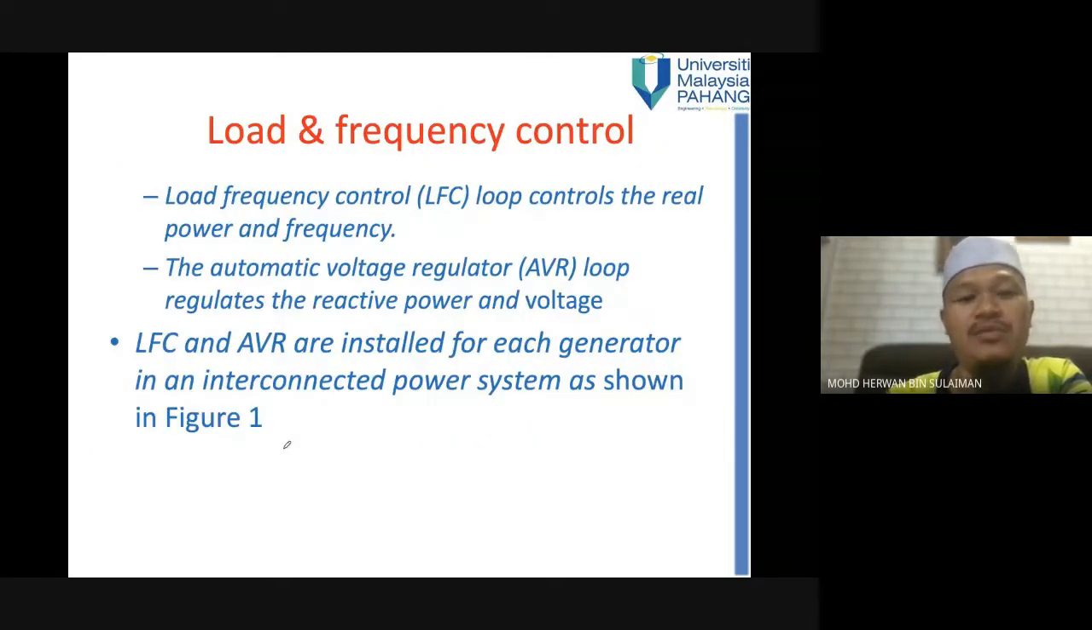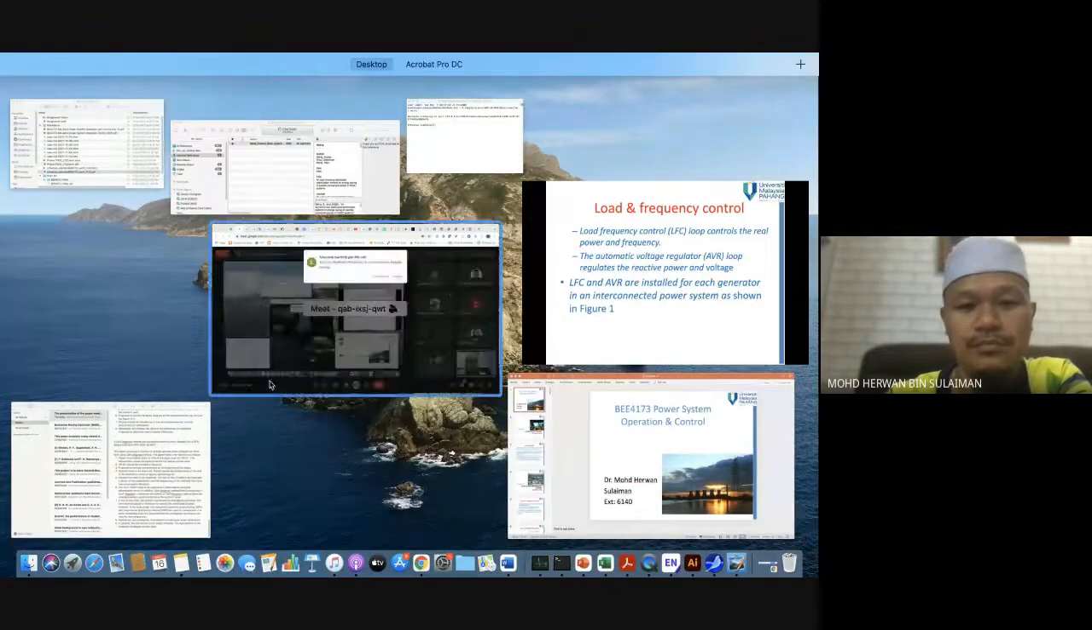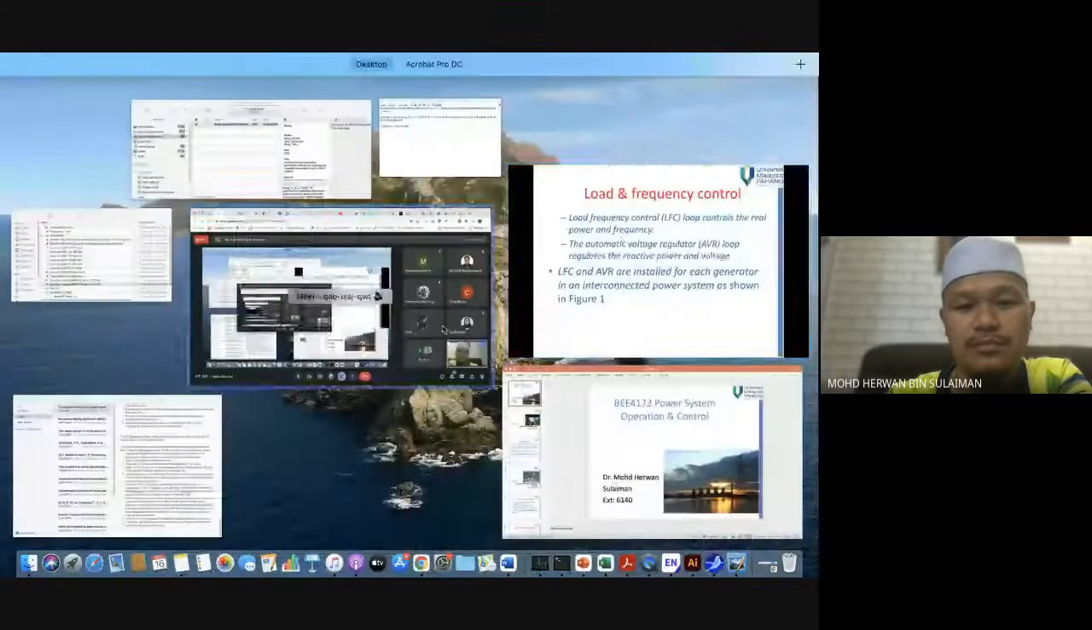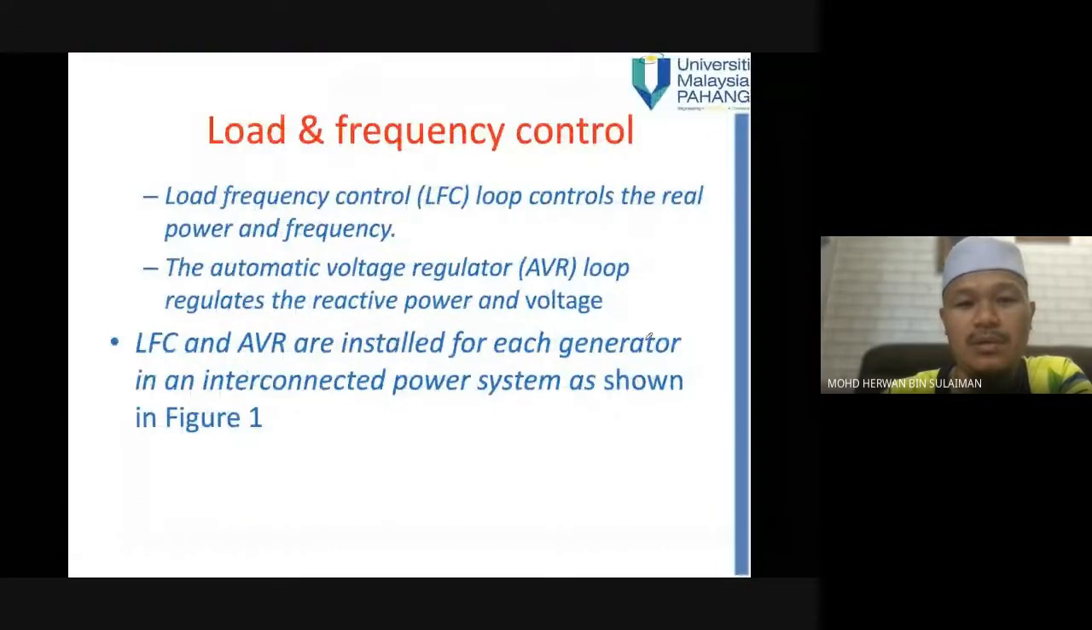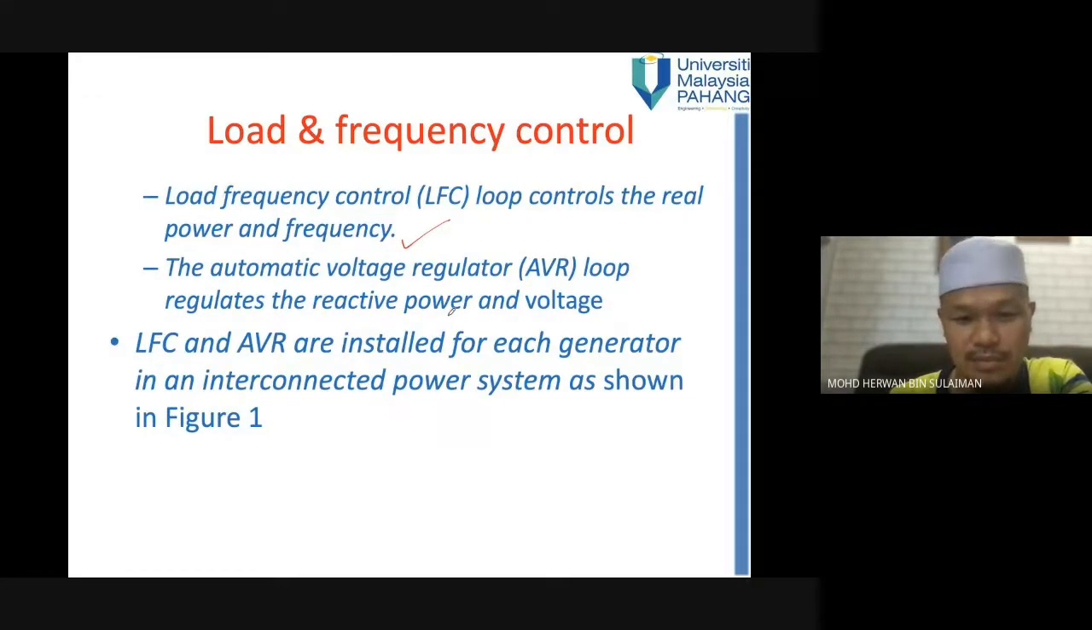Nama lain active power control kita panggil load frequency control lah, sama. Sebab active power ataupun real power reflects to the frequency, so sometimes we call it load frequency control, because it controls the real power and frequency. The automatic voltage regulator loop regulates the reactive power and voltage. So untuk reactive and voltage biasa kita pakai AVR.